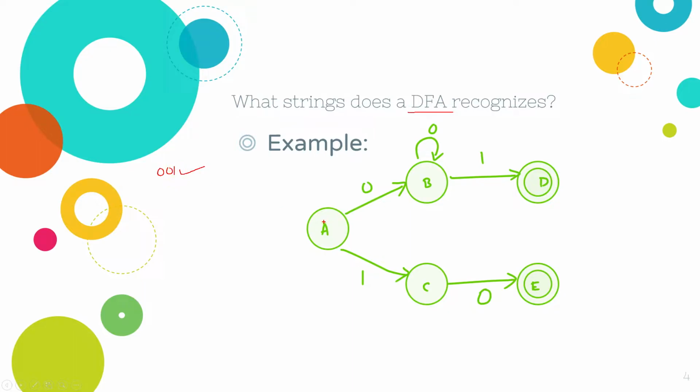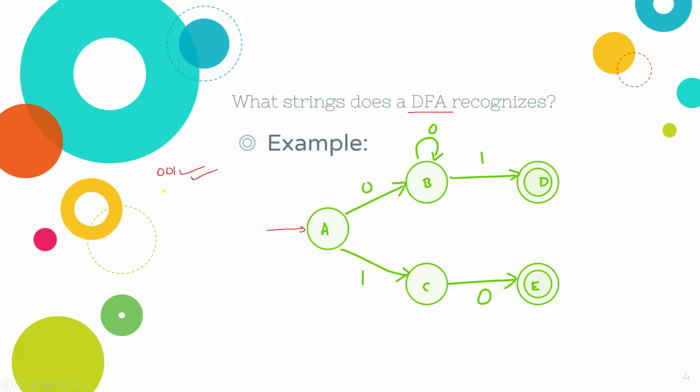Let's see. You get a 0. This is the starting state. You get a 0 over here, and you go to B. In B, you get another 0. You are still in B. You get a 1, you go to state D. Is D a final state? Yes. So this string is recognized.